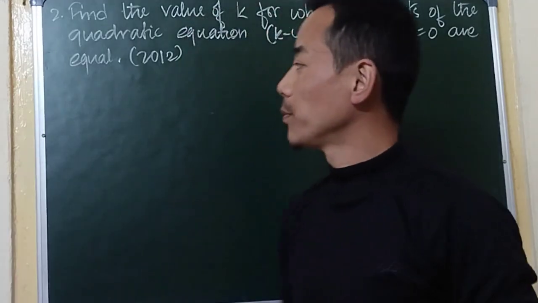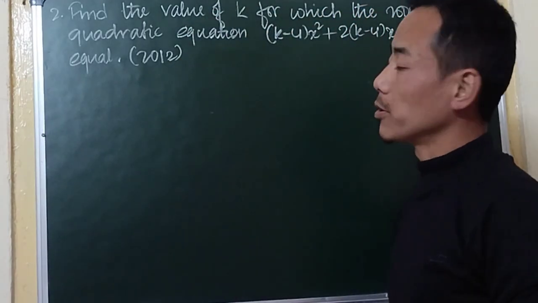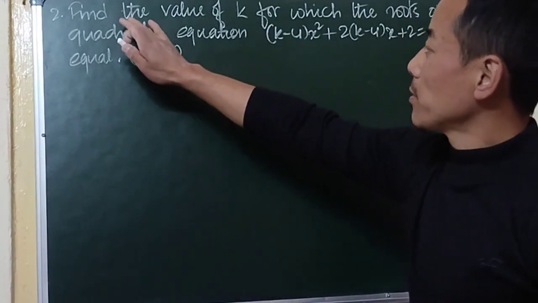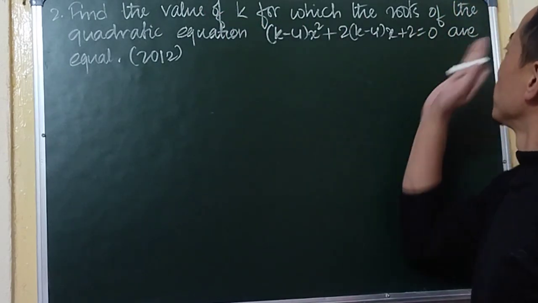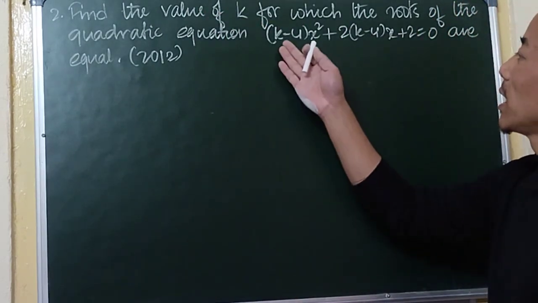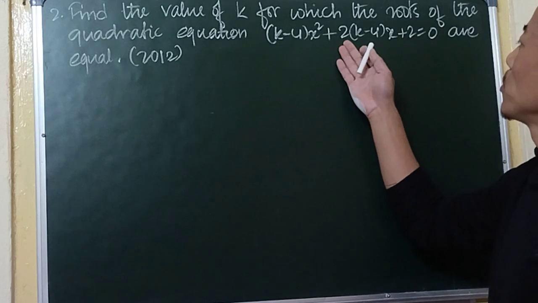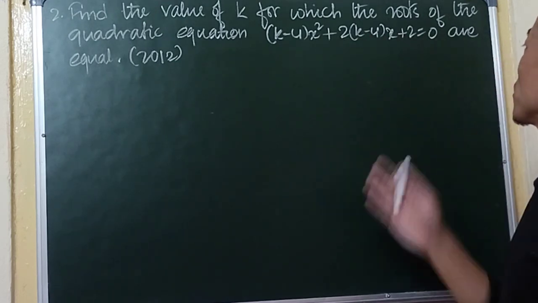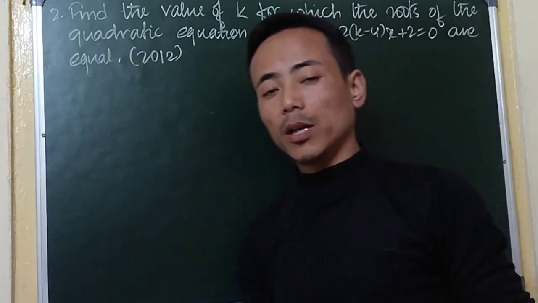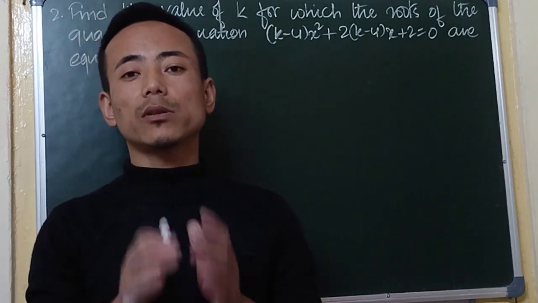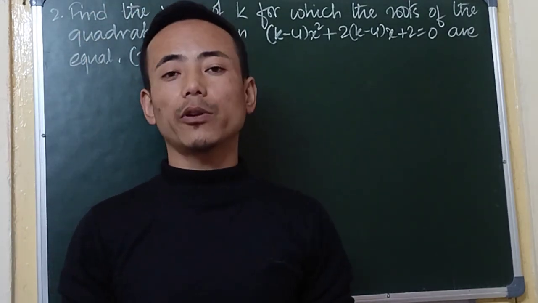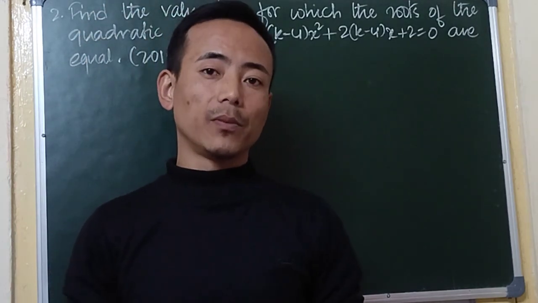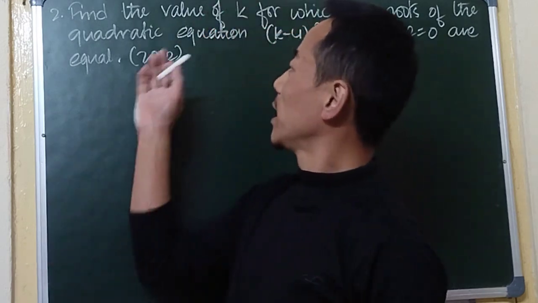Another question now. This question has come in the year 2012. The question says, find the value of k for which the roots of the quadratic equation (k minus 4)x square plus 2(k minus 4)x plus 2 equals to 0 are equal. So here again they are saying that the roots are equal. That means b square minus 4ac will be equal to 0. So we need to find the value of k.